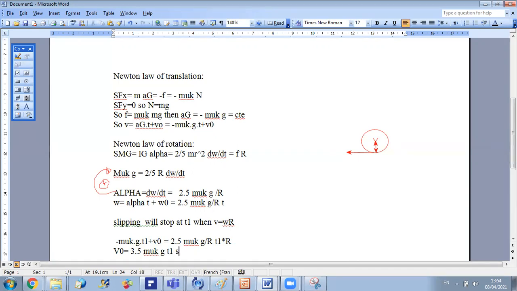So t1 is equal to v0 over 3.5 times mu k times g.